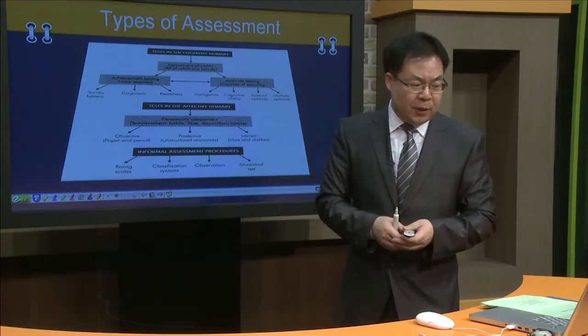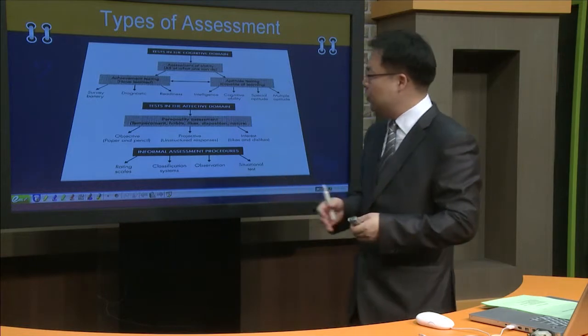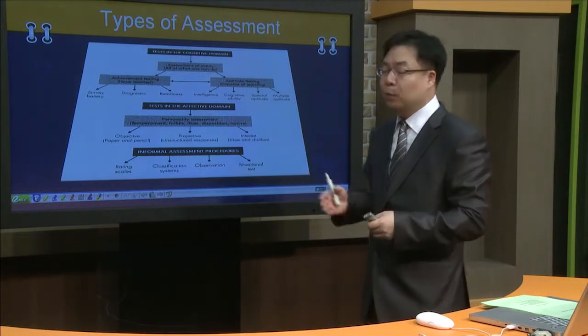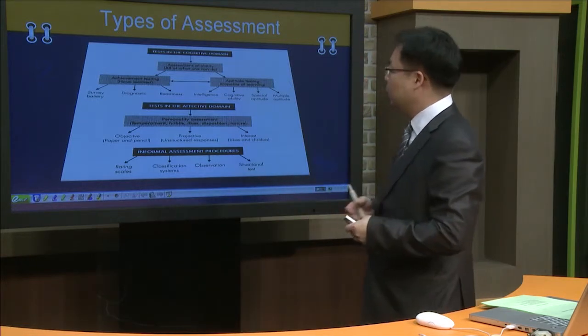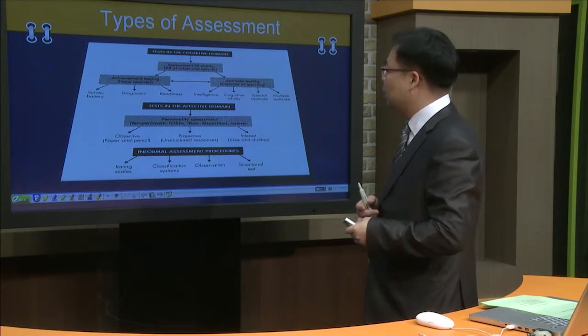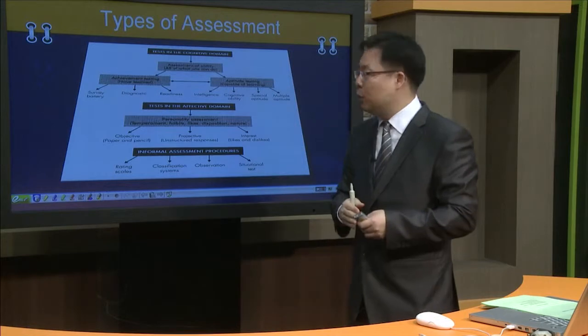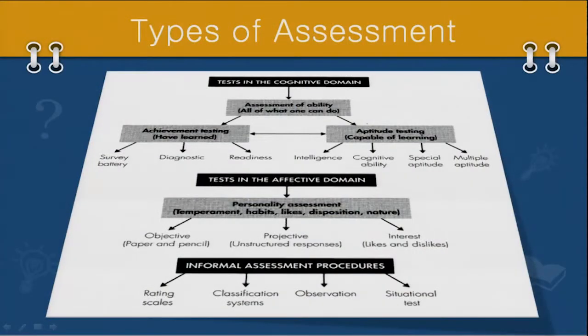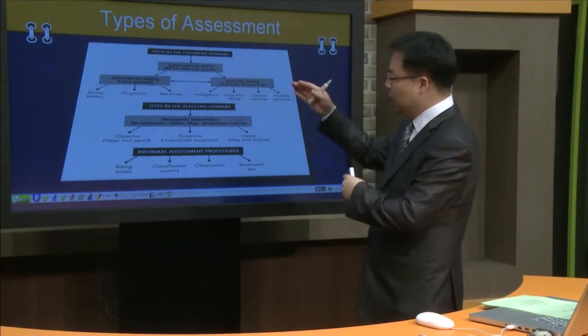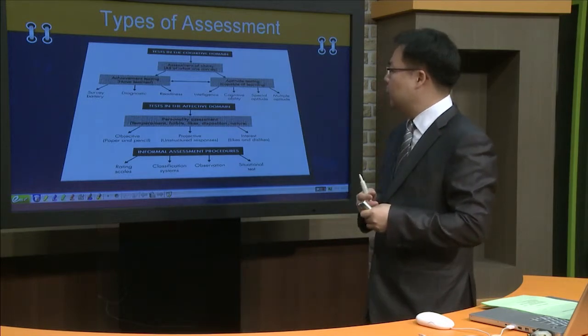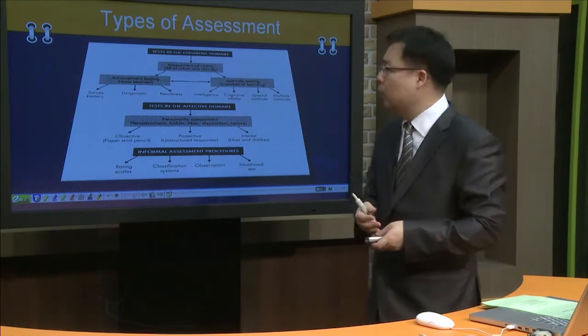So the types of assessment, I just cut and pasted here from the textbook. If you look here, there is the test in the cognitive domain, and the second, in the middle of the picture, shows the affective domain, for example, personality. And the third one shows informal assessment procedures. So let me explain these types of assessment briefly, and then I will show some examples.